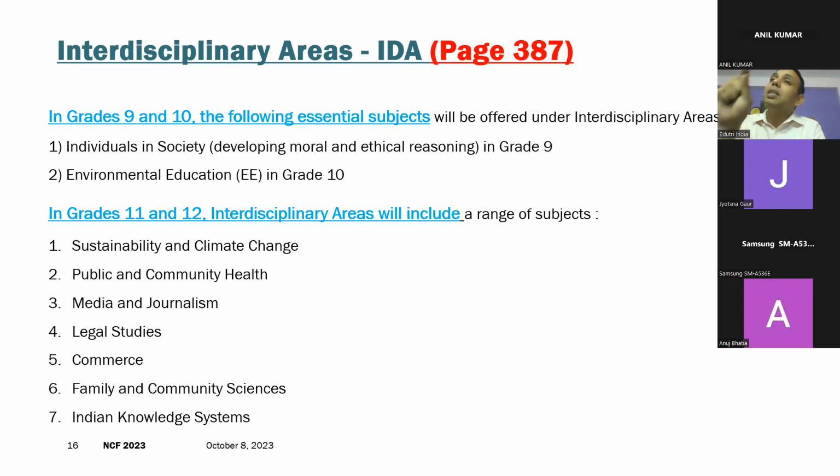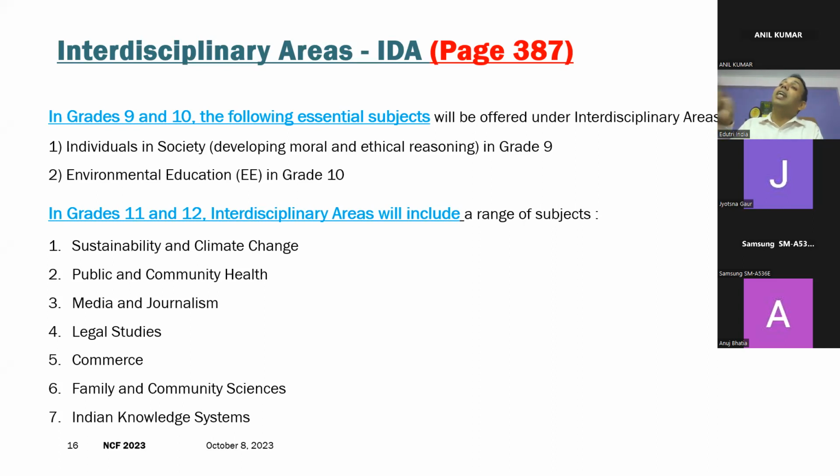At page number 387, they have specifically given that in class 9th, in IDA, every student has to take Individual in Society. This is a subject specified for class 9. And in class 10th, every student has to study environmental education. That means there is no choice in class 9th and 10th for IDA. Though they have to study IDA, they cannot choose the subject. The subject has already been given.